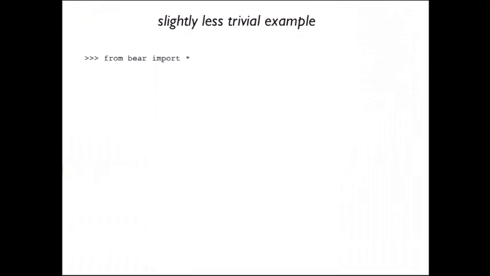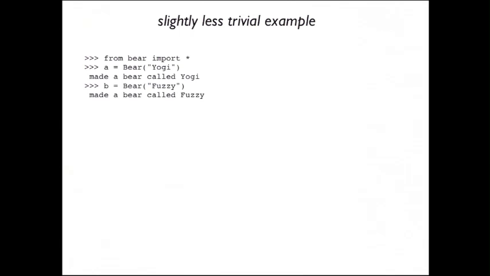Okay, so let's do from bear import star. I will create a bear called Yogi. I will create another bear called Fuzzy. And what do you think the bear.bear_num is now? 2. Good. I will delete Yogi and I will delete Fuzzy. No longer. What is bear_num? 0. If I look at the log file that I actually created, which is pretty handy.